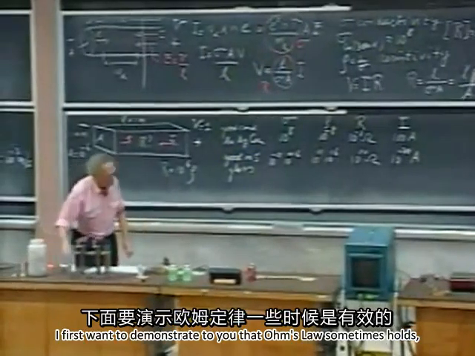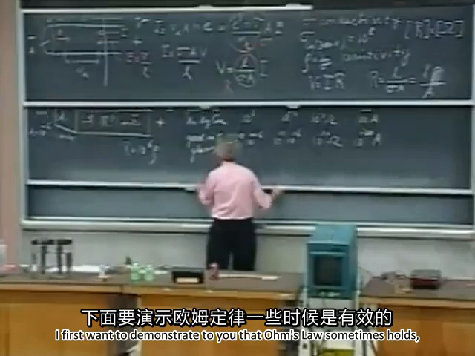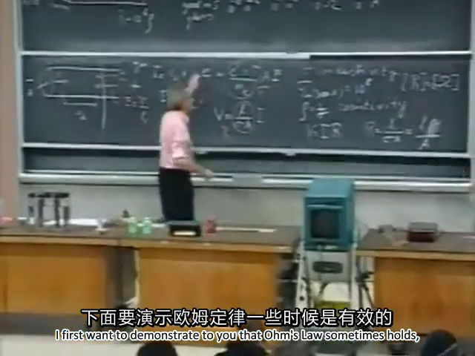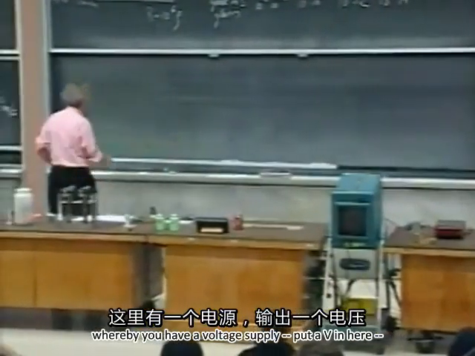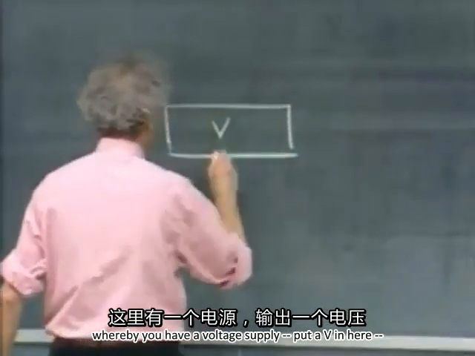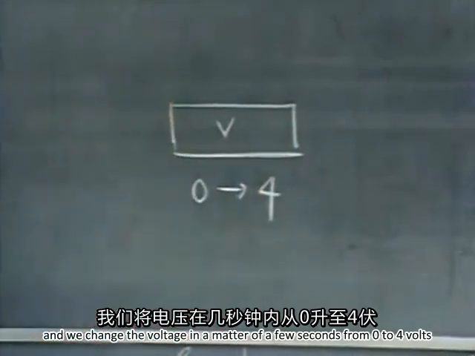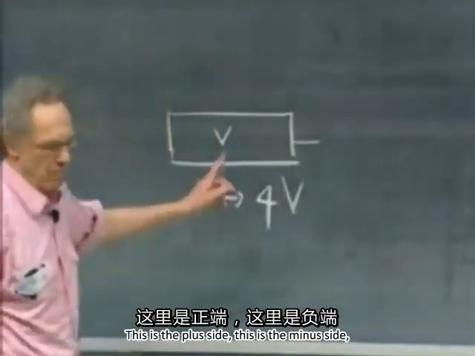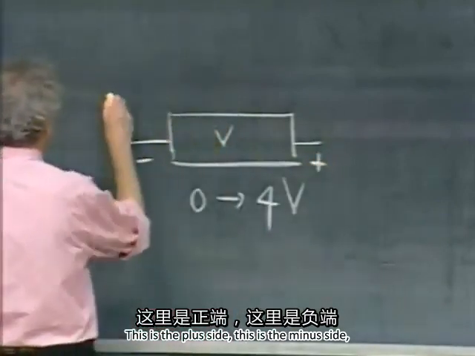I first want to demonstrate to you that Ohm's law sometimes holds. And I do a demonstration whereby I have a voltage supply. Put a V in here. And we change the voltage in a matter of a few seconds from 0 to 4 volts. This is the plus side. This is the minus side.